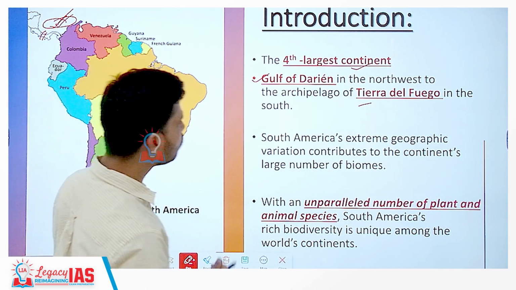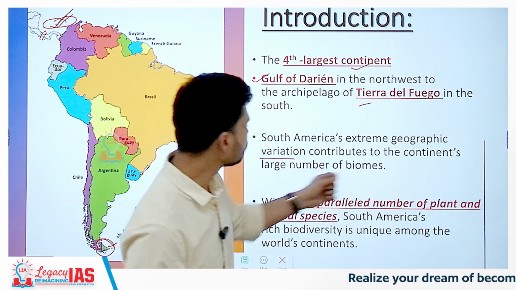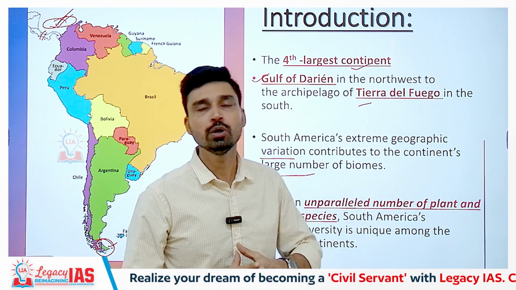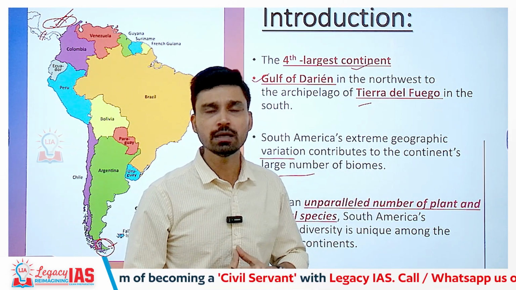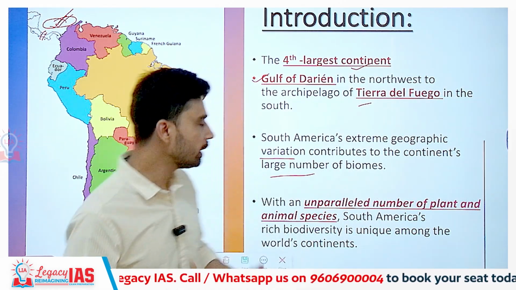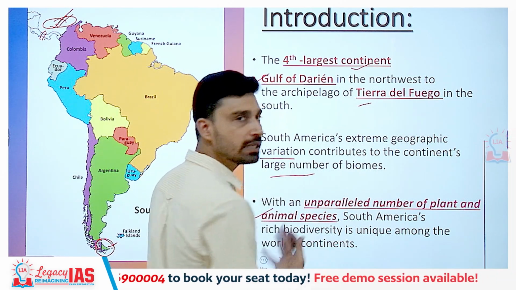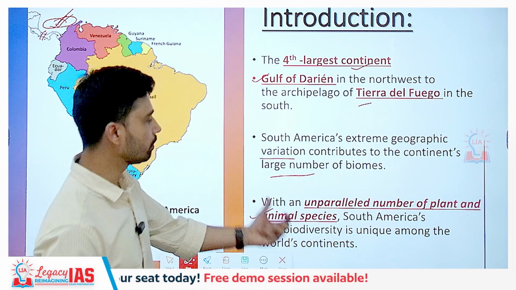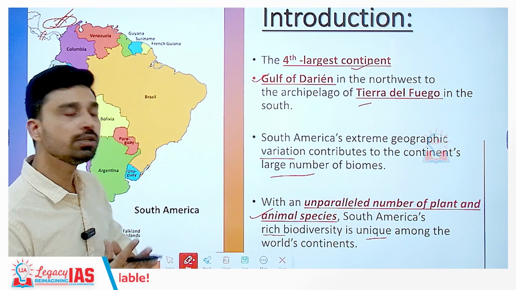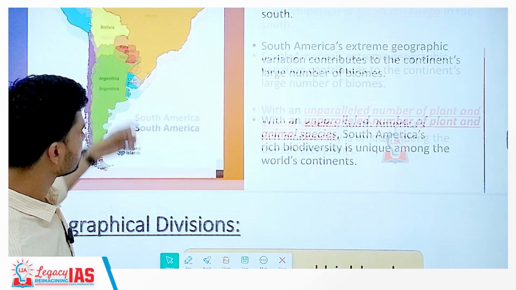Now, South America's extreme geographic variation contributes to the continent's large number of biomes. A biome refers to a large geographical area with similar natural vegetation and animal diversity. With an unparalleled number of plant and animal species, South America's rich biodiversity is unique among all the world's continents. So, these are some basic things we have to understand about South America.